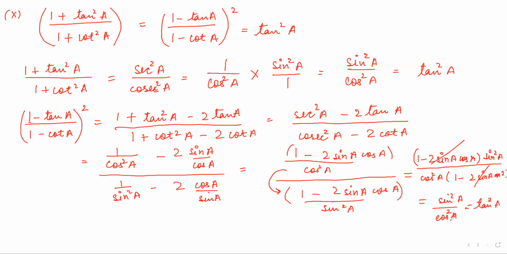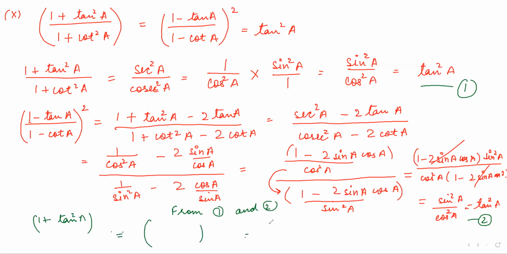So you can just summarize the result. I mean, you can give it some number. Let's say this is equation 1 and this is your equation 2. So from 1 and 2, you can conclude that this whole expression, whichever is given, that tan square A and so on, is equal to this and is equal to tan square A. So that's how you can conclude it.